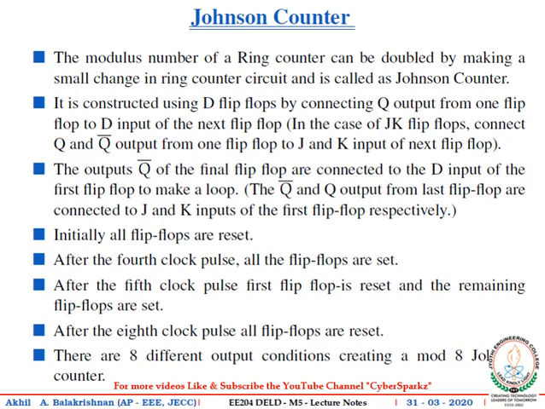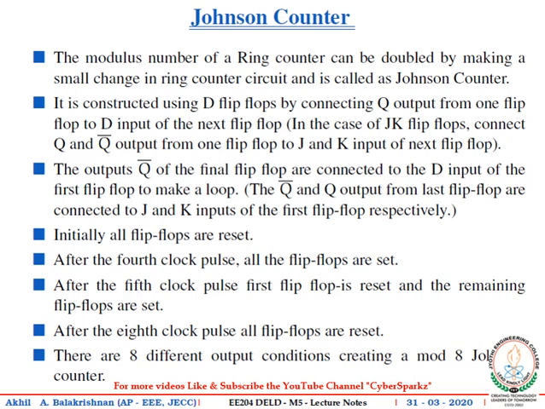In the last class we have seen a ring counter. A Johnson counter is a slight modification of the ring counter circuit. Here the connections are similar to that of a ring counter, that is, if we are constructing with the help of D flip-flop, the first flip-flop output Q is connected to the D input of the next flip-flop and so on, and the complement of the last flip-flop output, Q bar, is connected to the D input of the first flip-flop.